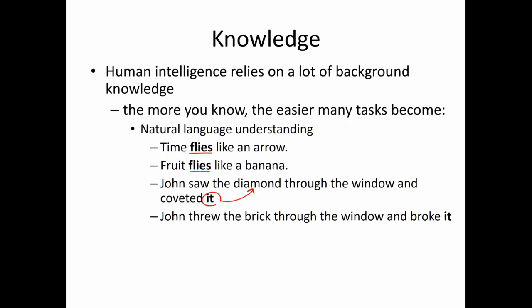And in the second sentence, we have John threw the brick through the window and broke it. And this time it refers to window because we know that bricks can break windows, but not vice versa. So in both of these examples, we made use of our knowledge about the world to decide which noun the given pronoun refers to.